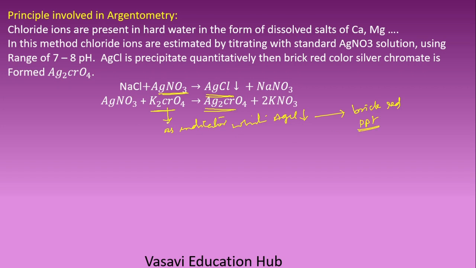K2CrO4, potassium chromate, acts as an indicator. Generally the color of potassium chromate is yellow. Okay, so these are the questions asked by examiners in the external lab exams, annual BTech first year chemistry. Okay, then we will discuss the next part later, students.